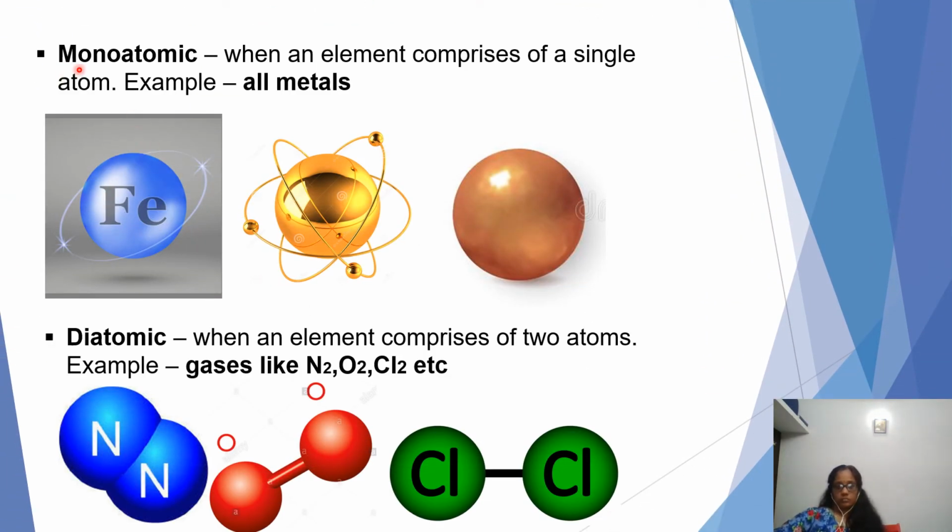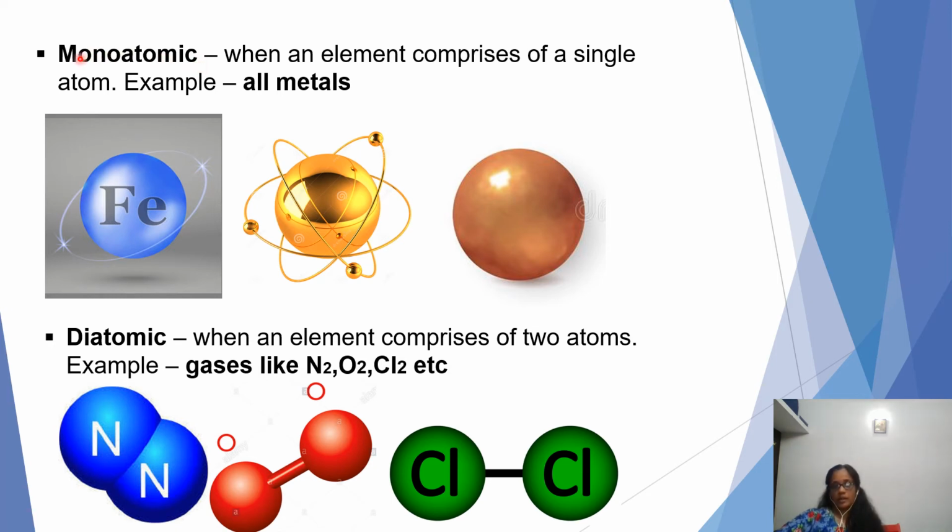Now, monoatomic. Monoatomic means when an element comprises a single atom. Example, all metals. We already studied that monoatomic means only one atom. Example, helium. Another kind of example of monoatomic is iron. Iron is a metal, so all metals show monoatomic. They have existence as one atom. So this is iron, this is a gold atom, and this is a copper atom. Here only one atom has existence, and that kind of atom is called monoatomic.